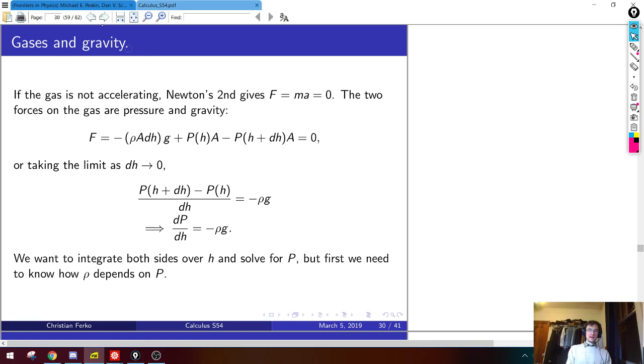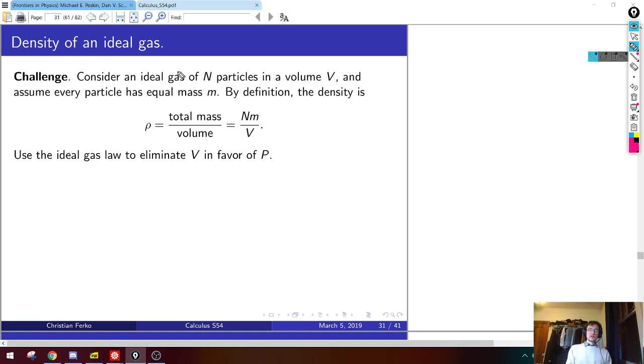So here's the challenge. Suppose you have, again, an ideal gas, with n particles, a total volume V, and all of the particles have equal mass m. By definition of density, density is mass over volume, here total mass over total volume. The total mass is the number of particles times the mass of each particle, so n times m. The total volume is just V. And now I will ask you, if I want to eliminate V to write the density as a function of pressure using the ideal gas law, what should I do?